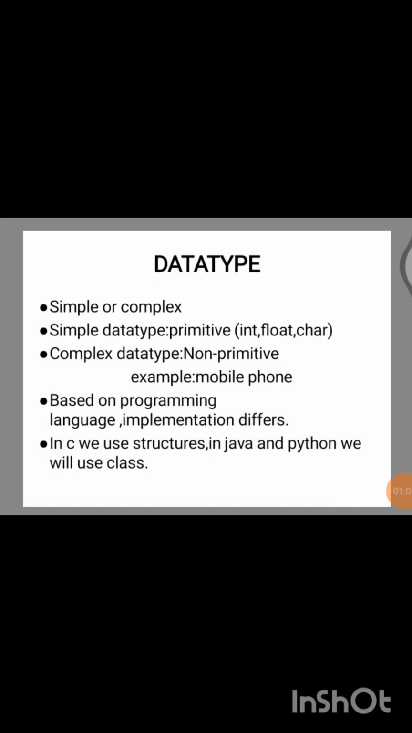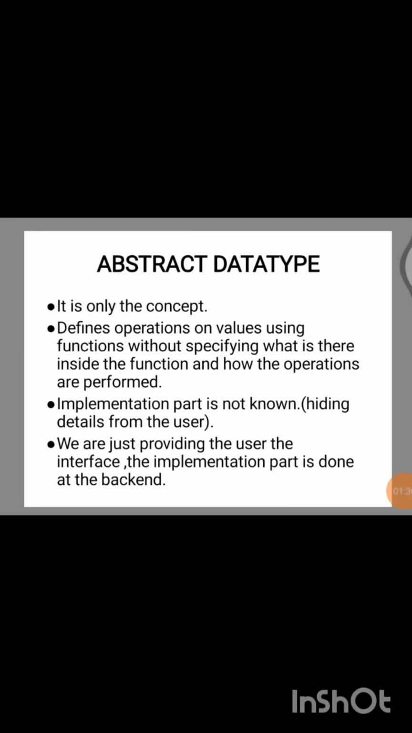And what is a non-primitive data type? If I want to create a variable for a phone, the mobile phone will have many properties, for example, size, brand, processor, and all this comes under one variable, which is called a complex data type. In different programming languages, the implementation will differ. For example, in C programs, they use structure. In object-oriented programs, they use class and objects.